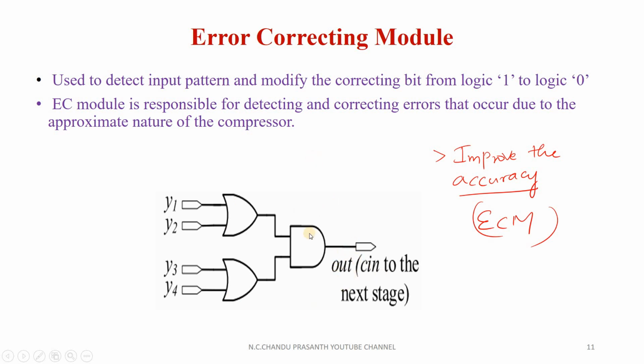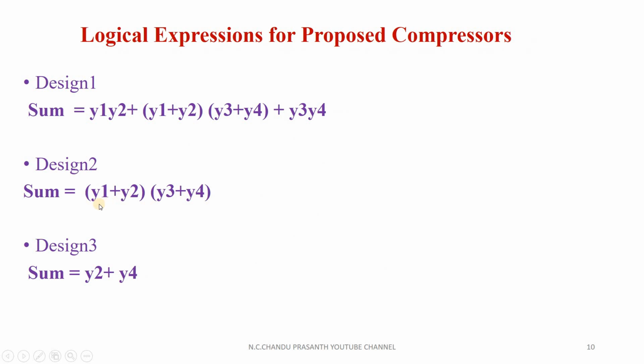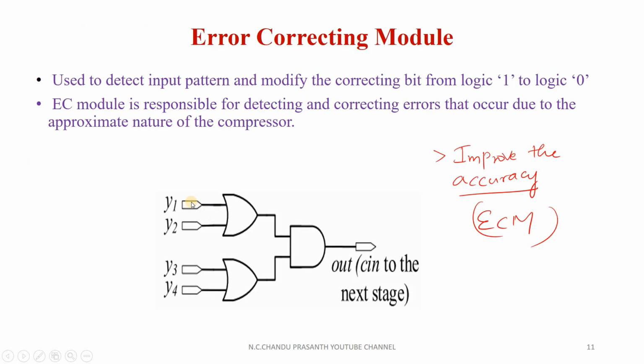Now the output equation of the error correcting module. The error correcting module design is similar to this kind of design. The output expression is y1 plus y2, that means an OR operation of y1 and y2, and y3 plus y2. It's simple: we have two OR gates and one AND gate. The output expression is the OR of y1 and y2, and the AND with y3 and y2.